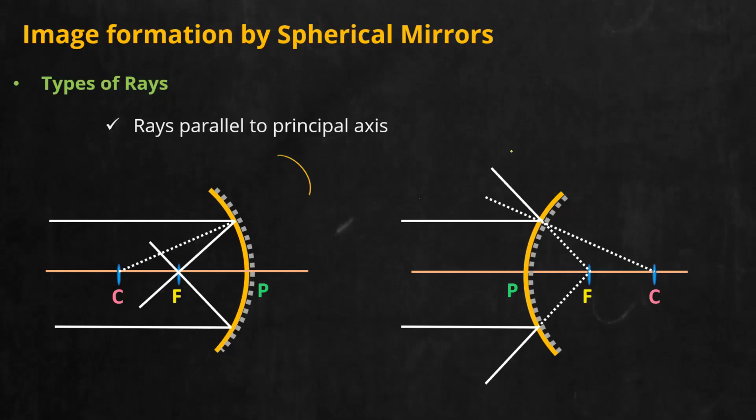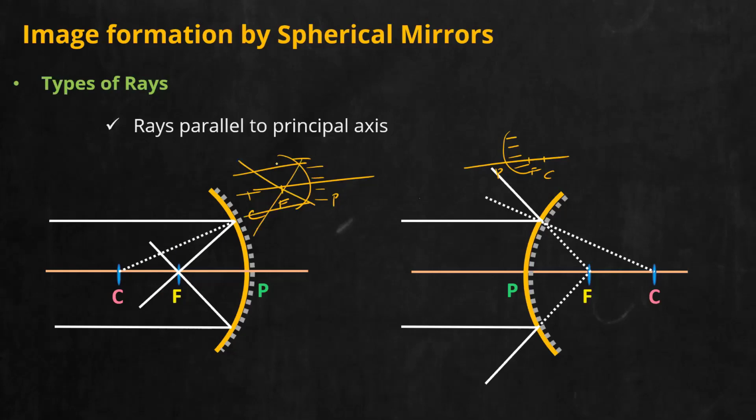And whenever you draw it, remember to silver one of the sides. Silver it fast. Then draw the principal axis. Mark the focus, center of curvature, pole. Then draw the first type of ray. The first type of ray is parallel to the principal axis. In a concave mirror, it will pass through the focus.